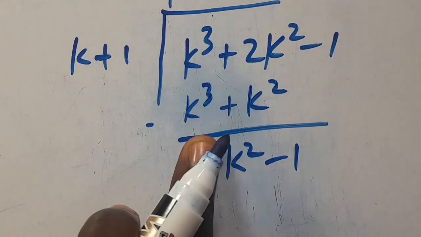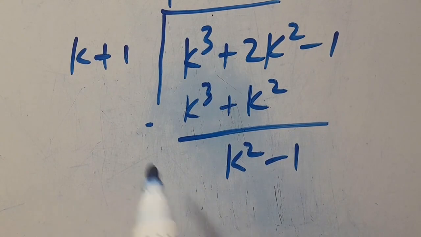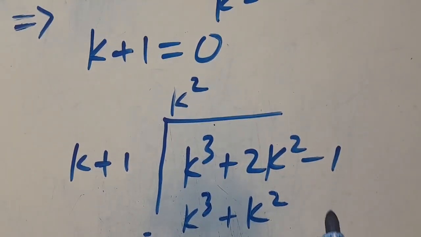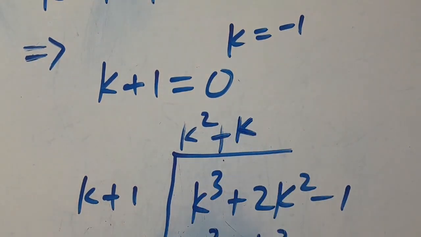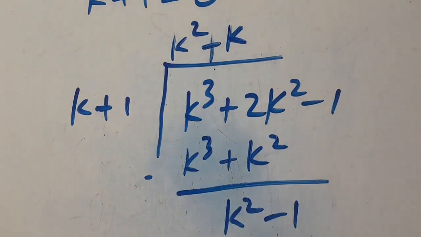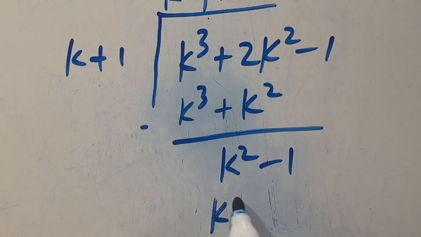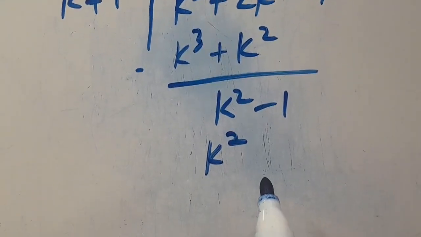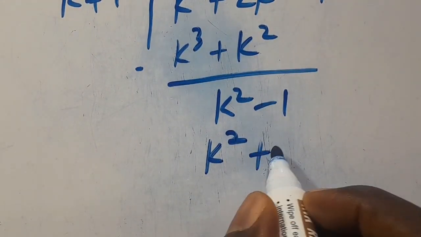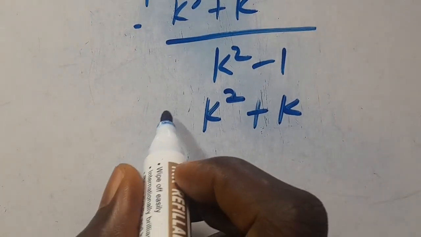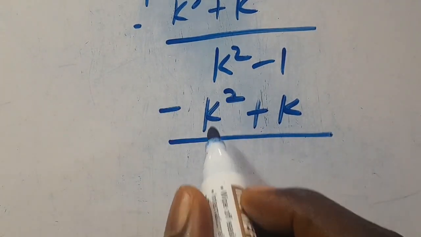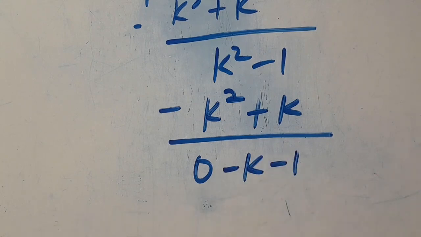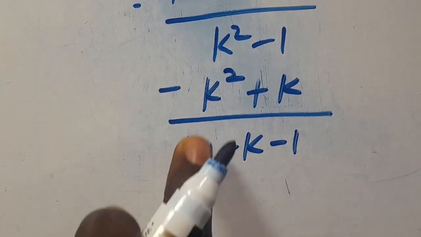Then again, this k to the power of 2 divided by this k, we only have plus k. Now, k times k will also give us k squared. Then 1 times k will also give us plus k. Then we also subtract this. This and this will give us 0. Then here will be minus k minus 1.